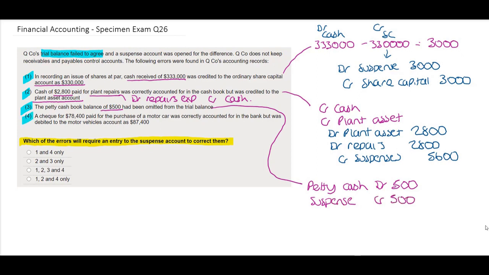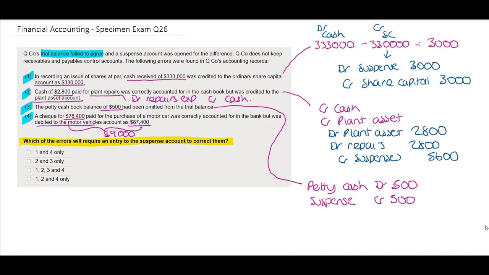Our final error tells us that a check for $78,400 paid for the purchase of a motor car and was correctly accounted for in the bank, but was debited to motor vehicles as $87,400. So here we have a transpositional number, and the difference between the two figures is $9,000.